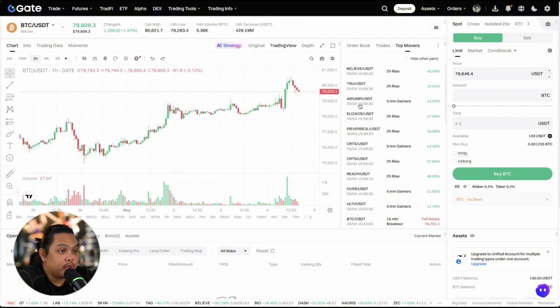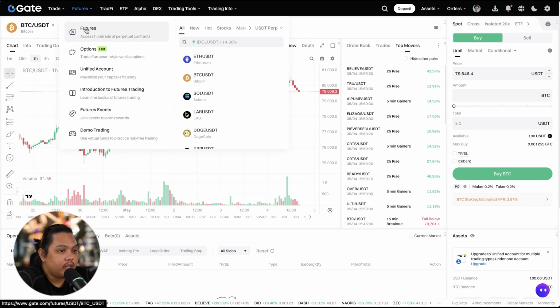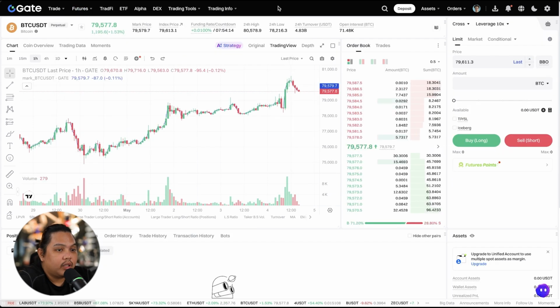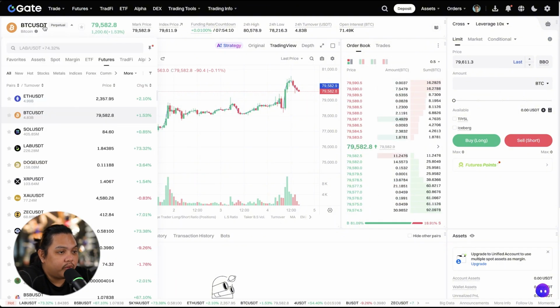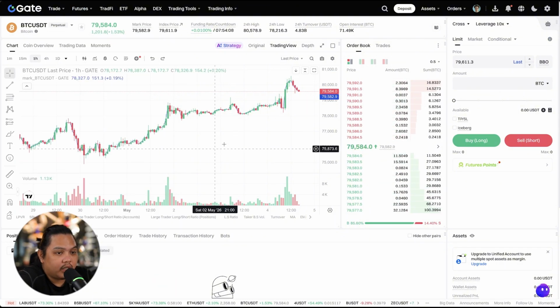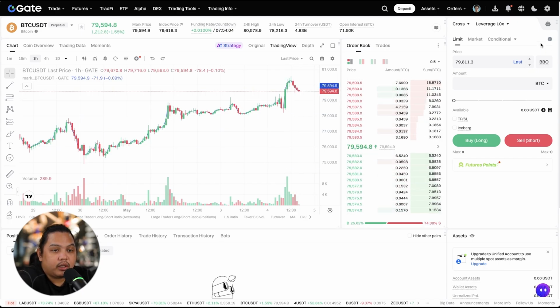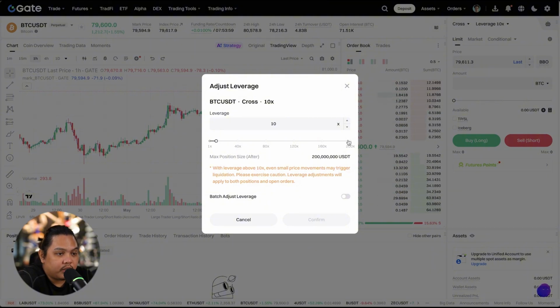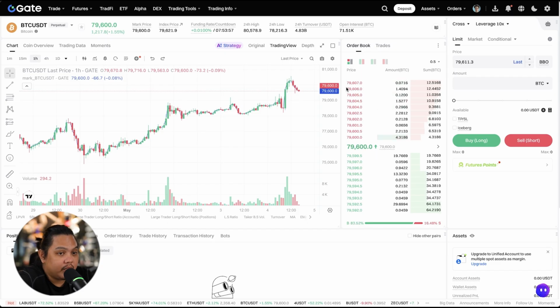Gate also has futures trading. So to access futures trading, you can go to futures, click on futures. Again, this is a familiar interface wherein you have your token pair over here. You can see the chart, the order books, and also the trading panel. You can have access to leverage like 10x up to 200x for certain pairs. You also have your limit, market, and conditional orders.